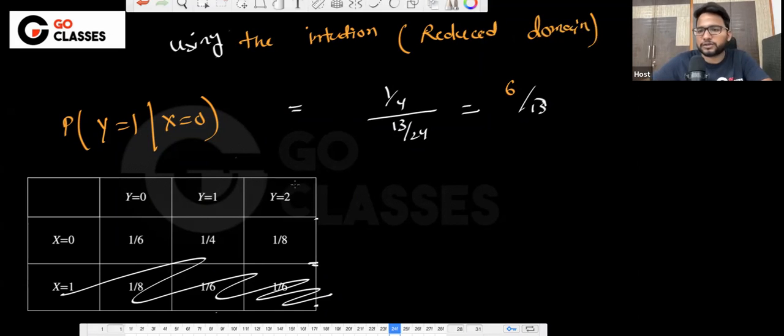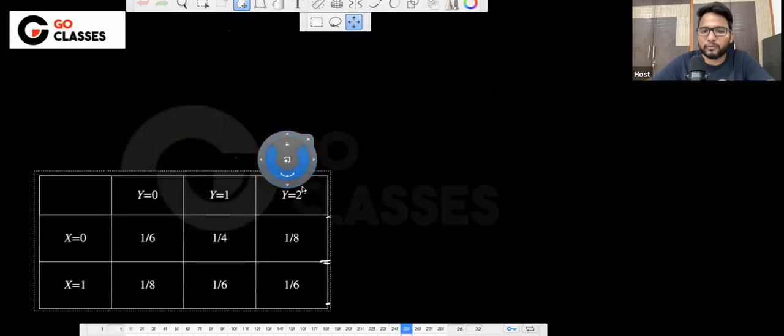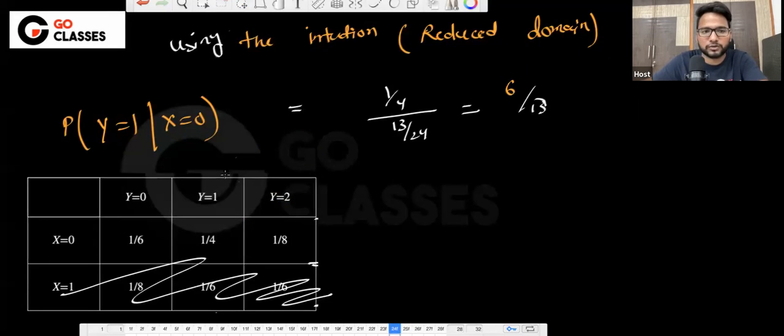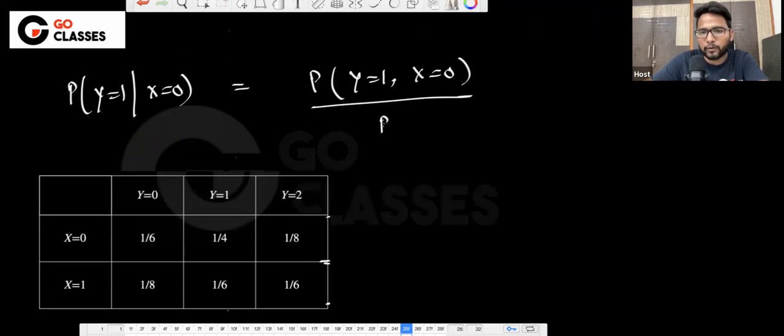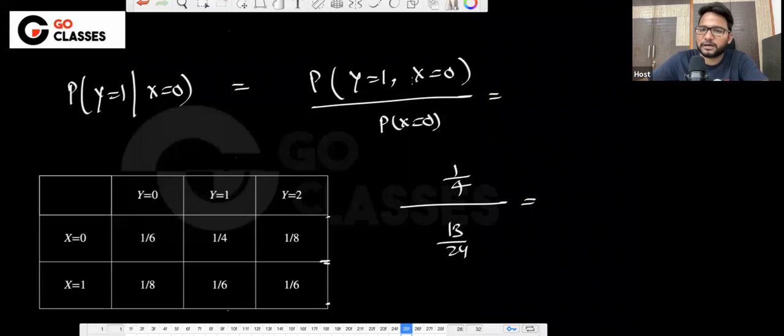Now I know that you have understood this particular method, but I still don't recommend it, because it is better to be safe in the exam. So what is the safe method? To use the formula directly. The formula here is that probability of y being 1 given that x being 0 is nothing but probability of y being 1 comma x equal to 0 divided by probability of x equal to 0. Now probability of x equal to 0 is 13 by 24, and this probability is 1 by 4. So 1 by 4 divided by 13 by 24. Anyway, the answer will be the same, but still, just use the formula directly. So this is 6 by 13, right?